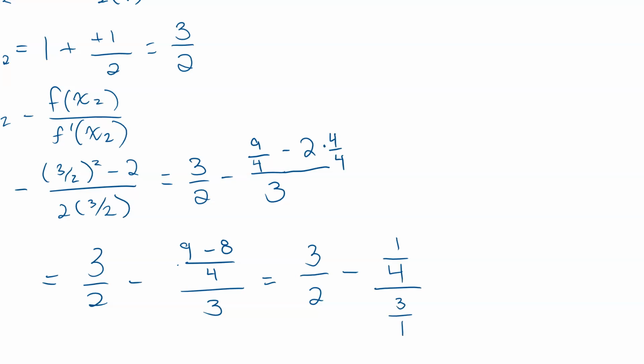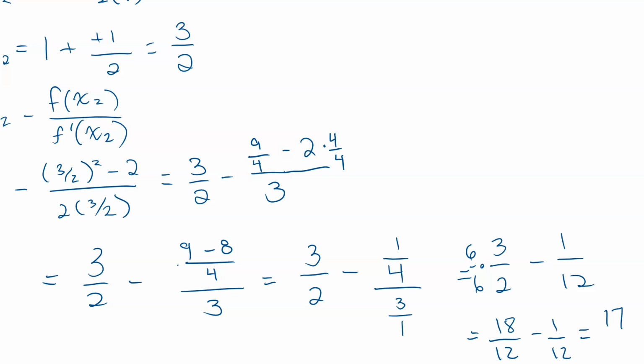3 is a whole number, so we can multiply by the reciprocal, 1/3. We've got 3 halves minus 1/12. Least common denominator again, multiply by 6 over 6. 18 over 12 minus 1 over 12, or 17 over 12. And that's our third guess.